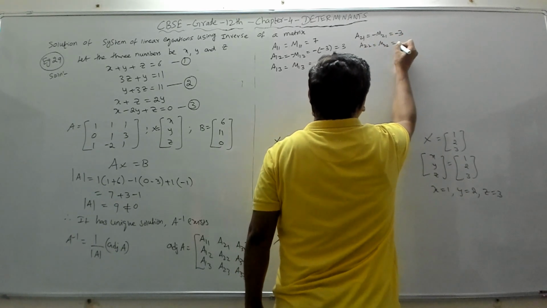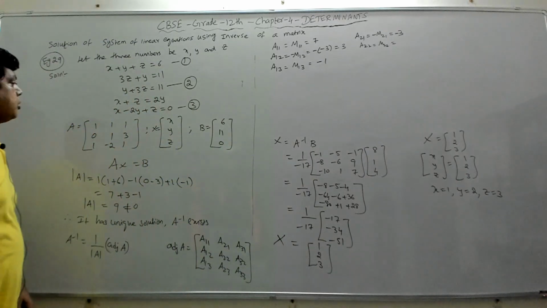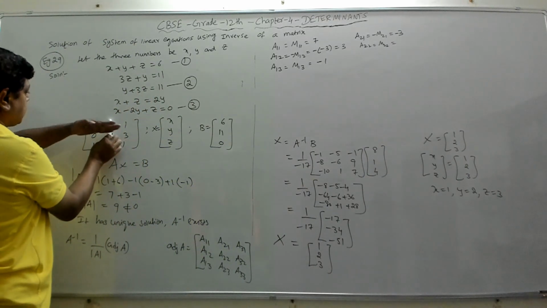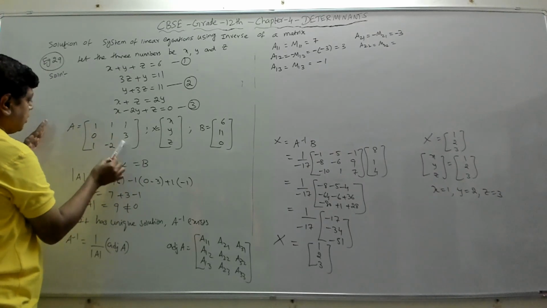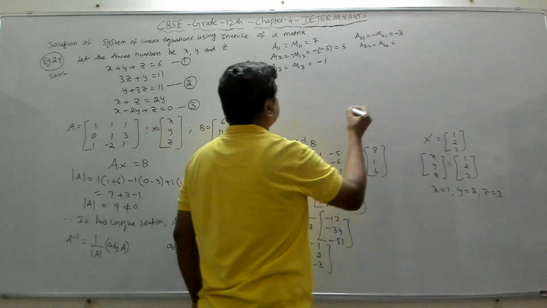There is a minus here. Minus 3. So A22 is this element. So this row will be closed, this column will be closed. So 1 into 1 minus 1 into 1 is 0.